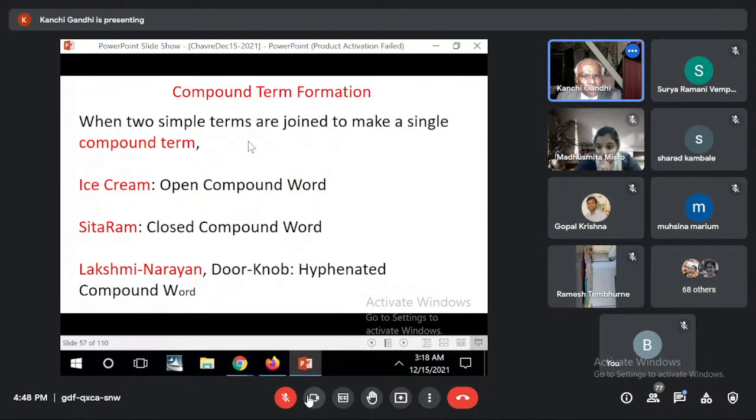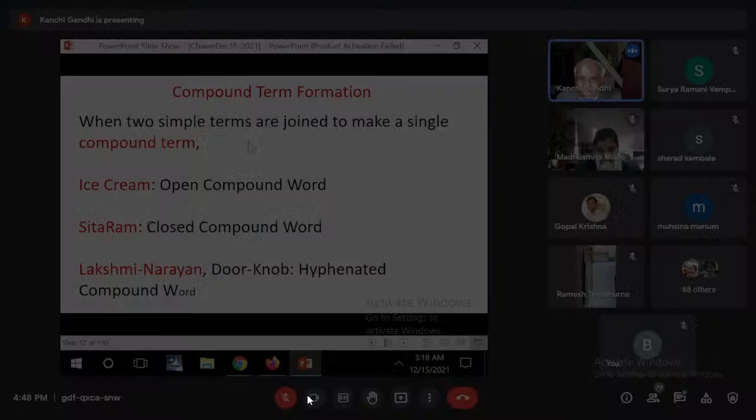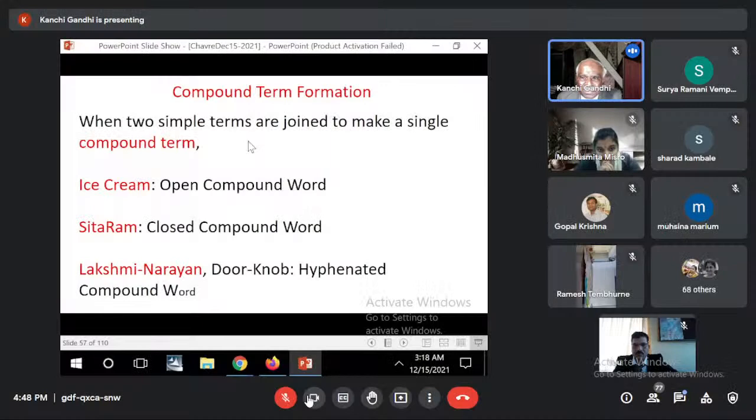I keep talking about compound terms. A compound term is made of two or more words together. There can be an open compound word. What is an open compound word? Ice cream. To mean ice cream, you say it together. You don't say ice and you don't say cream. You say ice cream. These are two separate words used together. This is what I call an open compound.